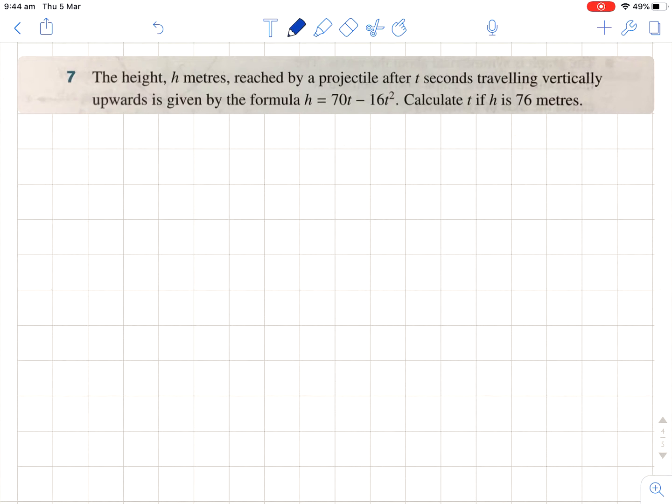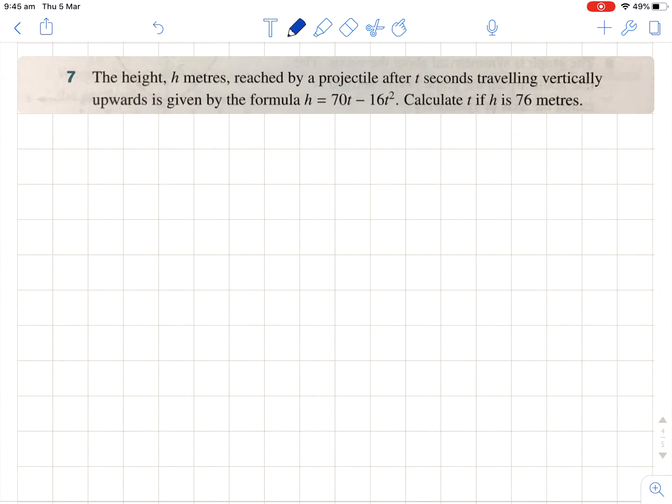Okay, so this is one of our impossible questions that the students have asked me to have a go at. It says the height h meters reached by a projectile after t seconds travelling vertically upward is given by the formula h equals 70t minus 16t squared. Calculate t if h equals 76.